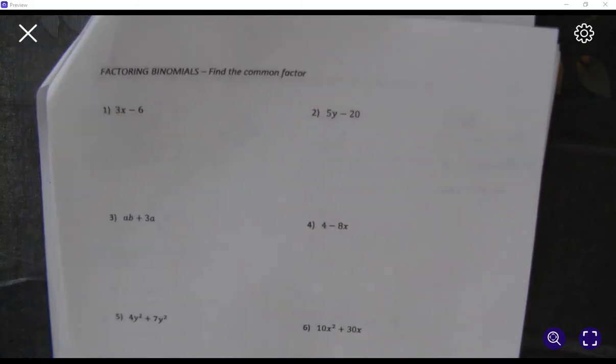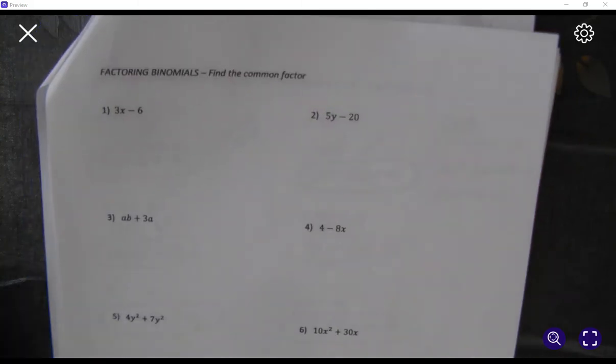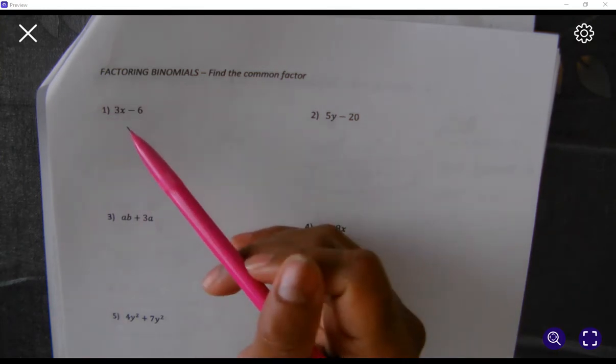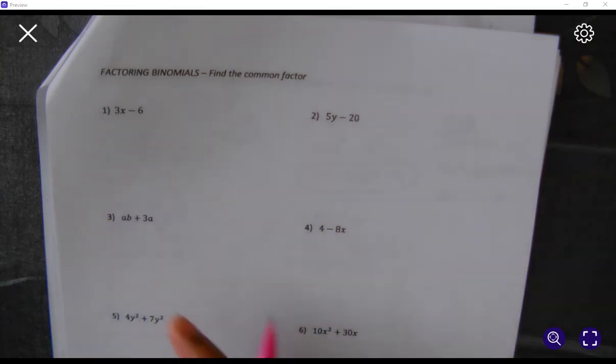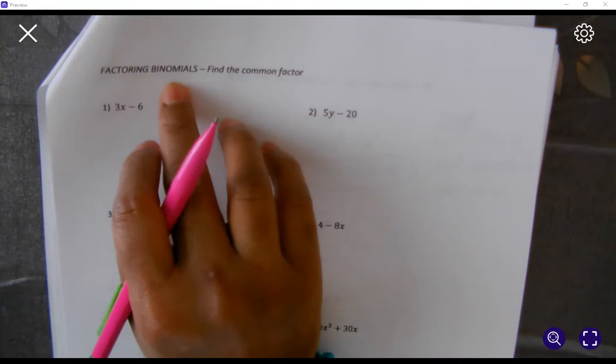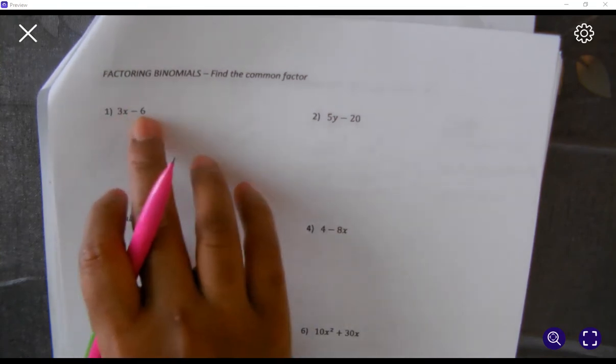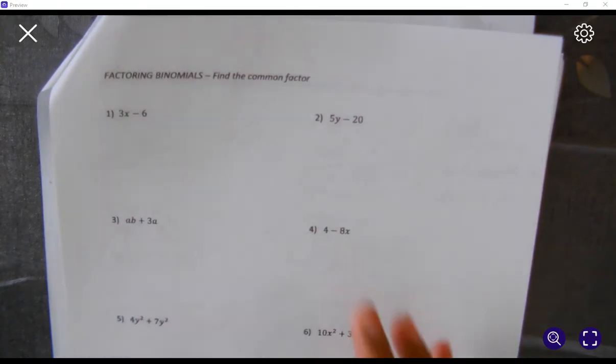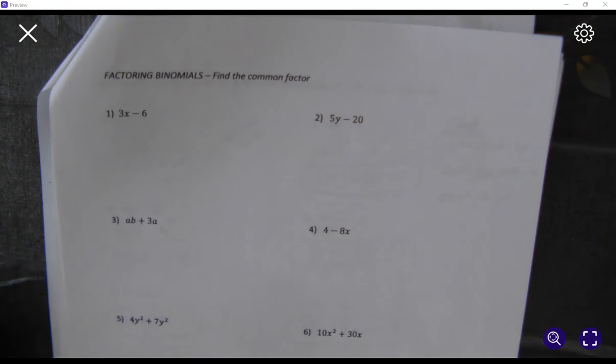All right, so now what I'm going to teach you to do is to go backwards. On page 1, we learned how to multiply. Notice that you don't see any parentheses here because there's really nothing to multiply. But now we're going to look at factoring binomials. Binomial means, again, it has two terms, okay? So each of these has two terms.